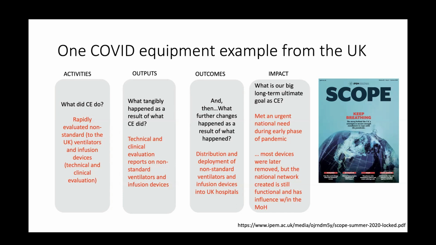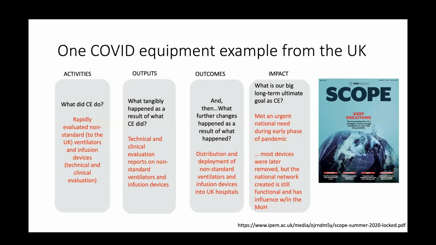And just very briefly, to put this story of what they did into the theory of change model, what was done. So at the beginning of the pandemic, they had lots of ventilators that were non-standard to the UK and wouldn't typically be procured or on the market there, that they were rapidly sourcing and evaluating, as well as infusion devices. So the actual activity that they had to do in this unprecedented situation was to do that rapid technical and clinical evaluation of these specific devices that were non-standard to the UK.